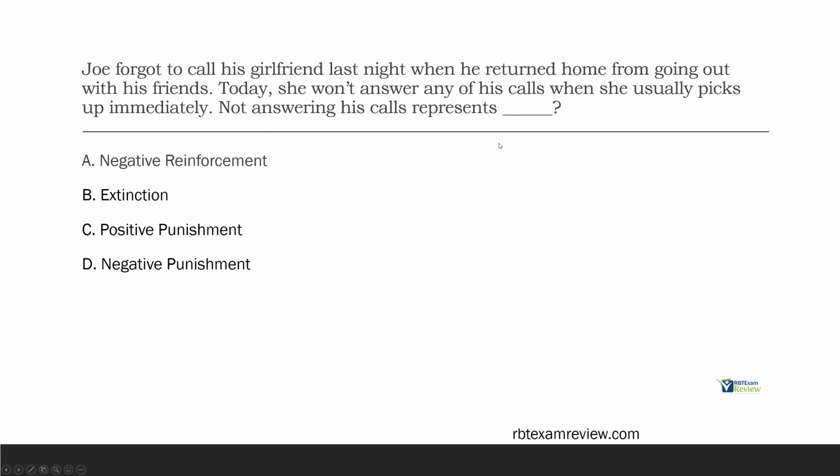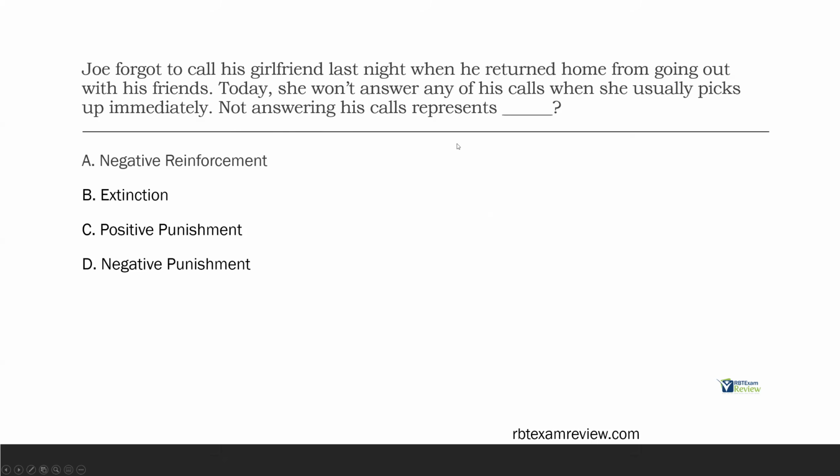Well, she's not picking up. So what is she actually doing? She's withholding reinforcement. And when we withhold reinforcement for previously reinforced behaviors, what is that considered? Is that negative reinforcement? Well, no. Negative reinforcement, we're removing a stimulus to try to increase behavior. Clearly, she's not doing that. She's not removing anything, and she doesn't want to increase any behavior, okay? Is she putting it on extinction?